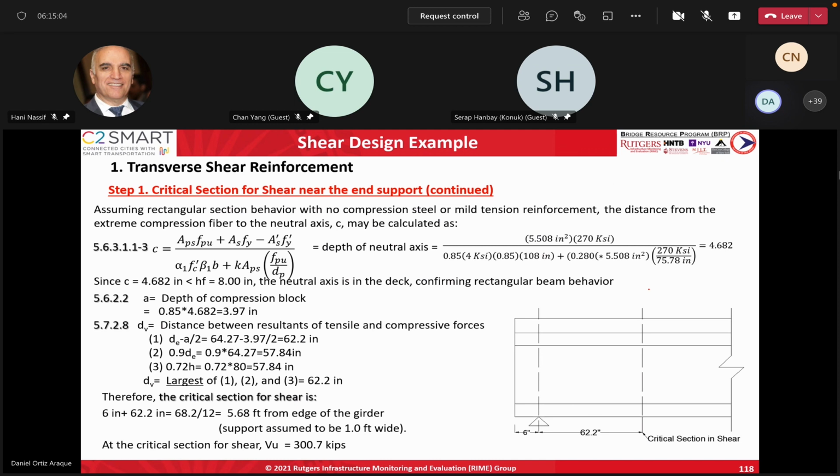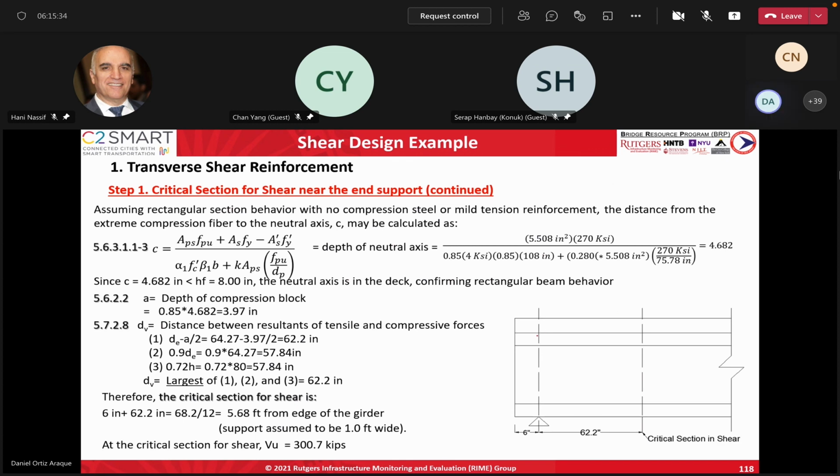And now dV is, as I said, the distance between the resultants of the tensile and compressive forces, but also it has to be either 0.9 dE or 0.72 H. So we have to take the largest of these three. For this case, it's 62.2 inches. So as shown in this picture, we're going to design for shear at this section, at the critical section.